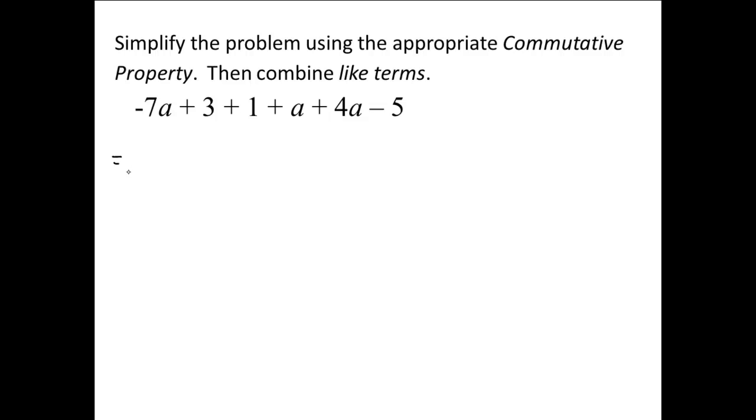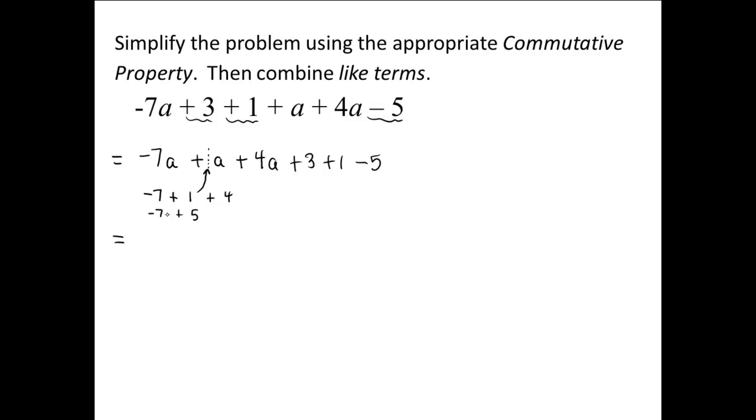So we would change the order several times so that the a terms are written side by side, 7a plus 4a, and then the constant terms would be written side by side, plus 3 plus 1 minus 5. For the a terms, we will add their coefficients, negative 7 plus the implied coefficient of 1 that is there, plus 4. We have negative 7 plus 5.